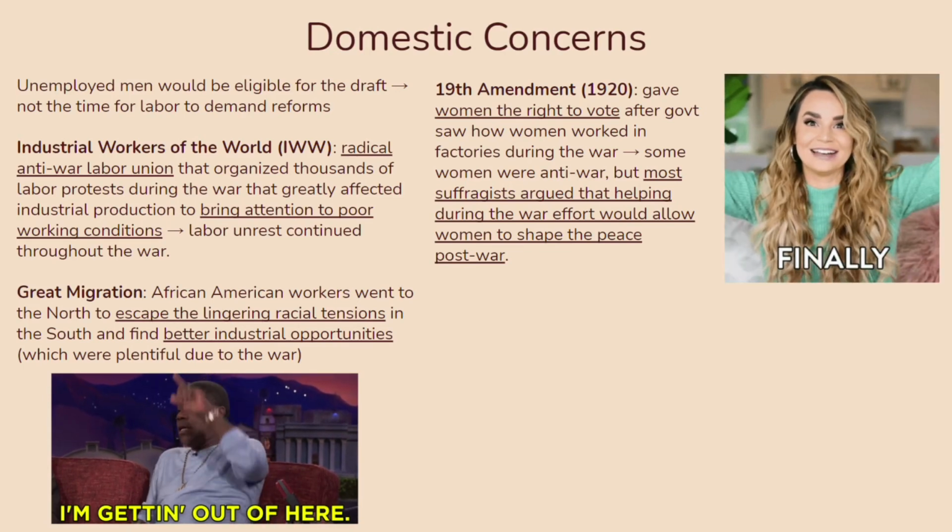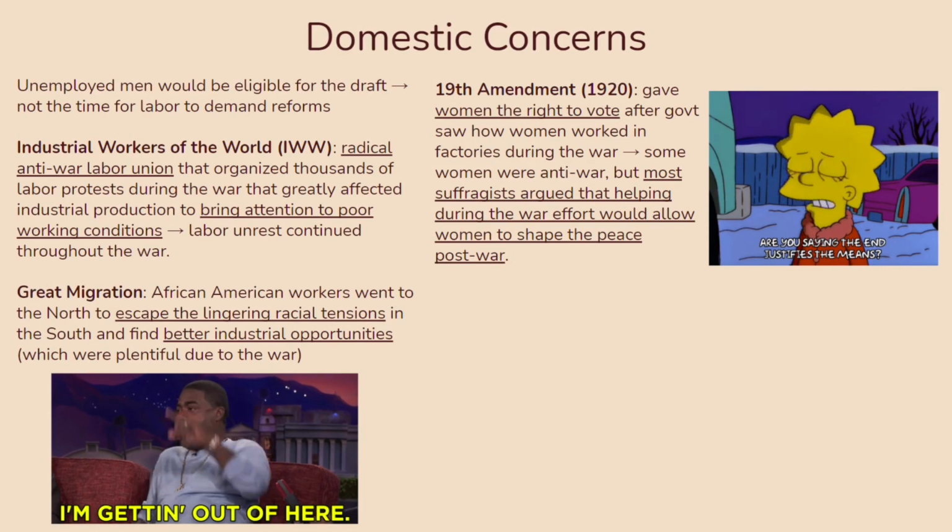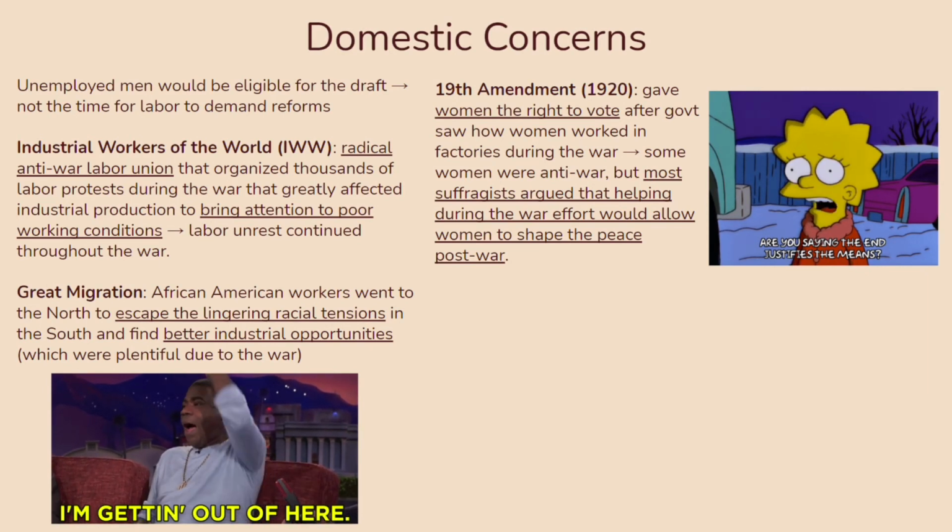But it's also kind of sad because a lot of women were anti-war. They didn't want this war to happen. But a lot of suffragists argued that helping during the war effort would allow women to shape the peace post-war. So by not going against the government rhetoric, maybe they could get what they want in the end. And it really raised this question of, does the end justify the means?